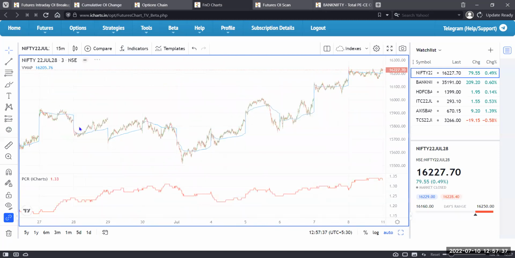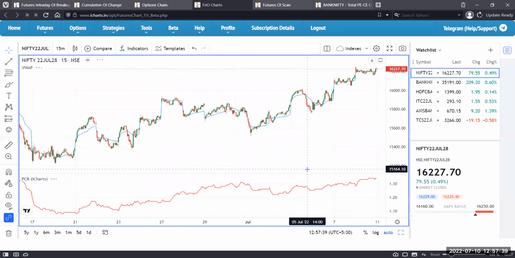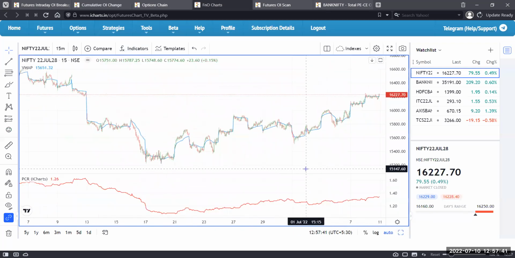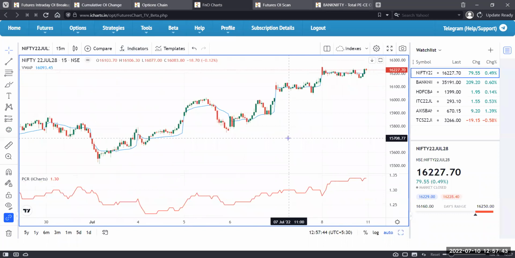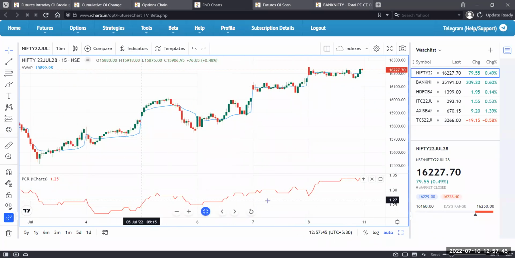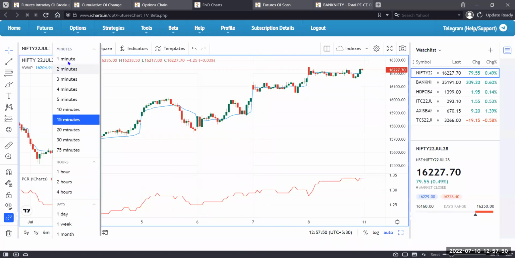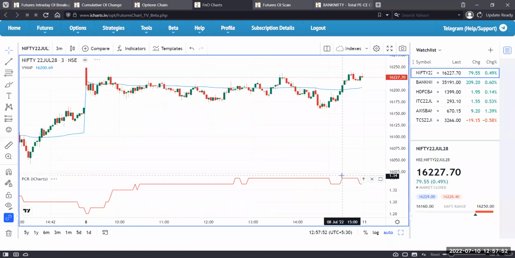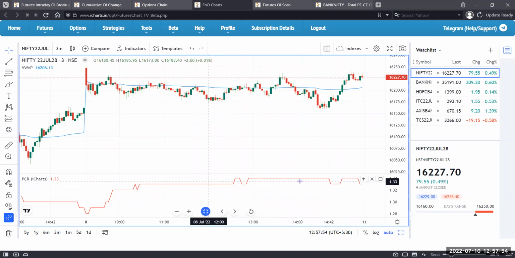Okay. I think it may be flat because you might have zoomed in a little bit. Now if you see on 15 minutes, this is clearly visible. No, I added 3 minutes. 3 minutes will be very flat, I think. It is not changing much.